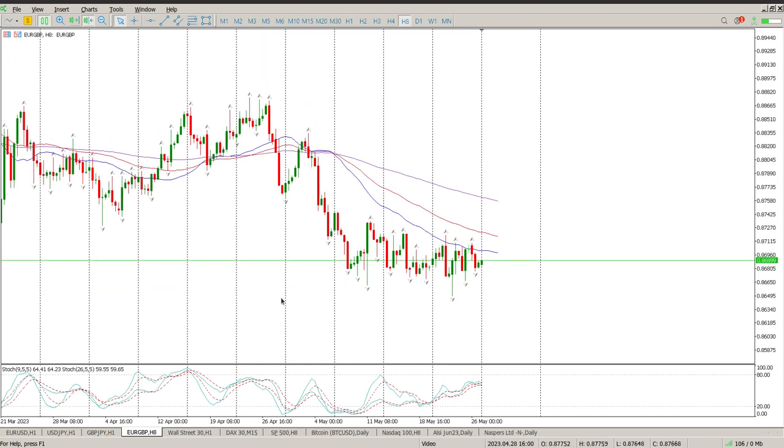Lastly, Euro British Pound. Very much range bound. Been there for 3 weeks now. And it's just getting tighter and tighter and tighter. So you can see the triangle forming here.